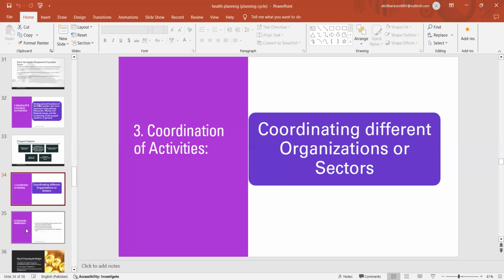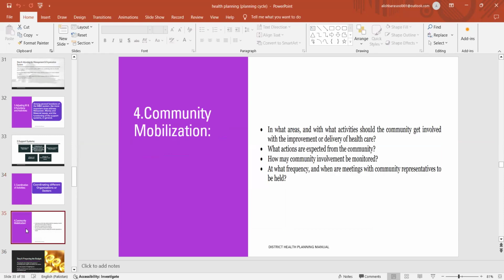Coordination of activities, coordinating different organizational sectors. Community mobilization. In what areas and with what activities should the community get involved with the improvement or delivery of healthcare? What actions are expected from the community? How may community involvement be monitored? At what frequency and when are meetings with the community representatives to be held?